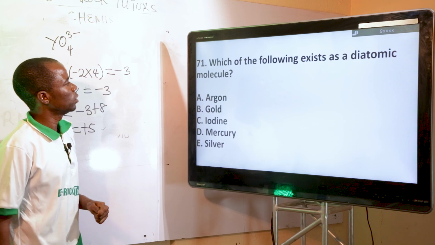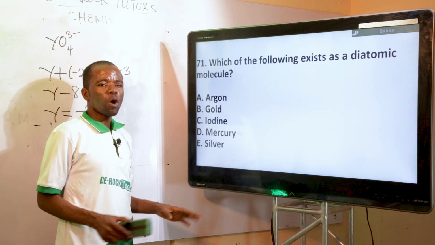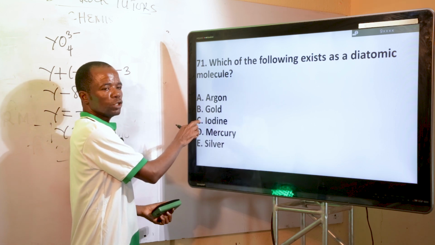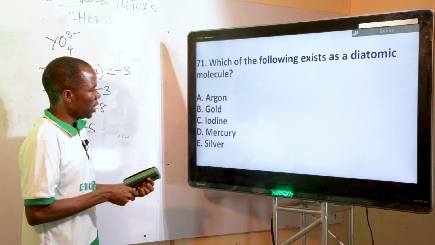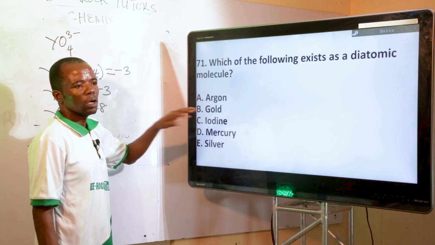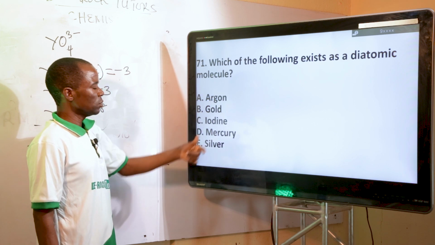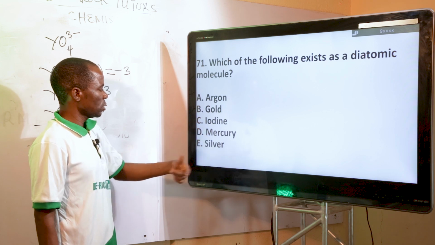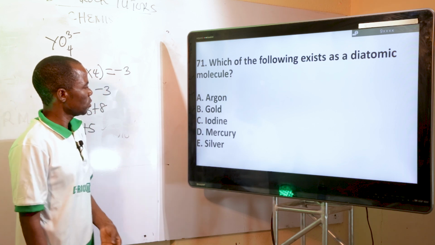Let's go to number 71. Which of the following exists as a diatomic molecule? Halogens are all diatomic, and we know that an example of a halogen is iodine here. So iodine is diatomic. Don't forget that all noble gases are monoatomic. So argon is monoatomic, gold is not monoatomic, it's not diatomic, mercury is the only liquid metal, the same thing with silver. So silver is also not diatomic.